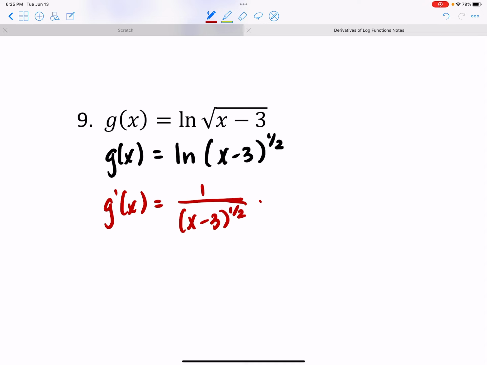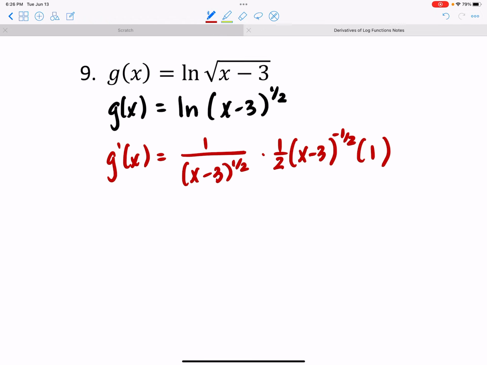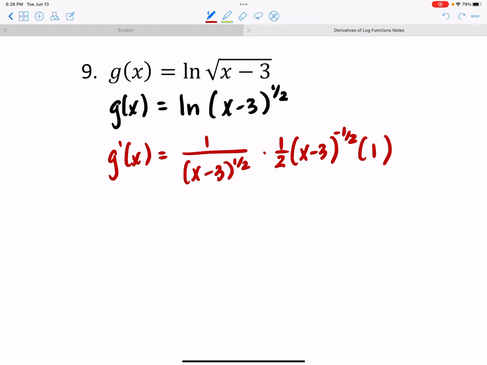So the derivative for x minus 3 to the 1/2 would be 1/2 times x minus 3 to the, let's subtract 1. 1/2 minus 2 over 2 would be negative 1 over 2. And then we have to multiply by the derivative of the inside there, which would just be a 1. Okay, so now we're here, and again, I would probably just try to clean this up a little bit. So let's get rid of the negative exponent first.